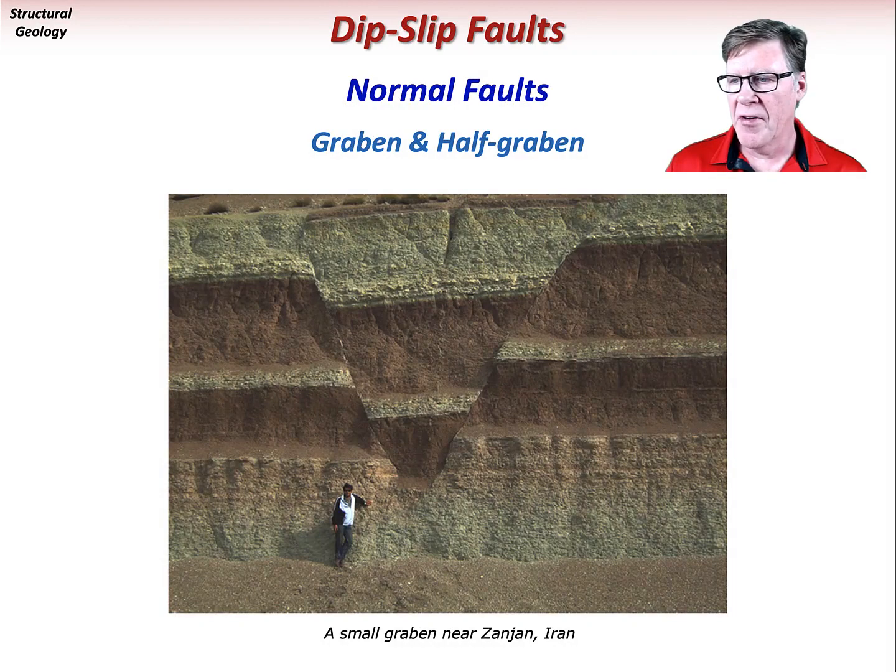This is a view of some very distinctive layering with small but extremely well-preserved faults, forming a graben structure, and this is exposed near Zahan, Iran.